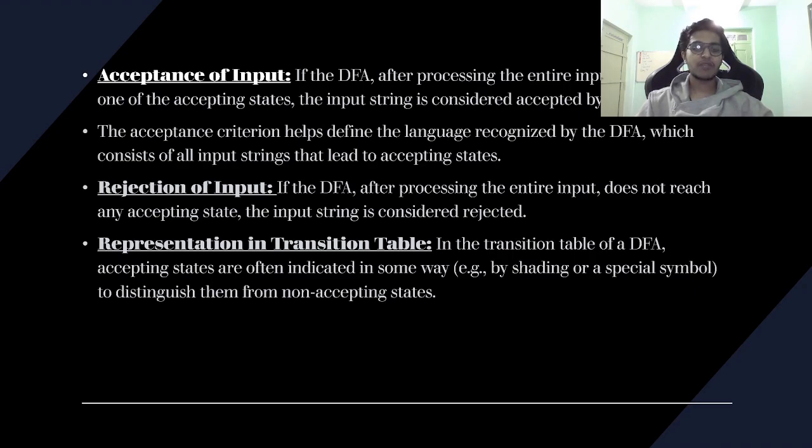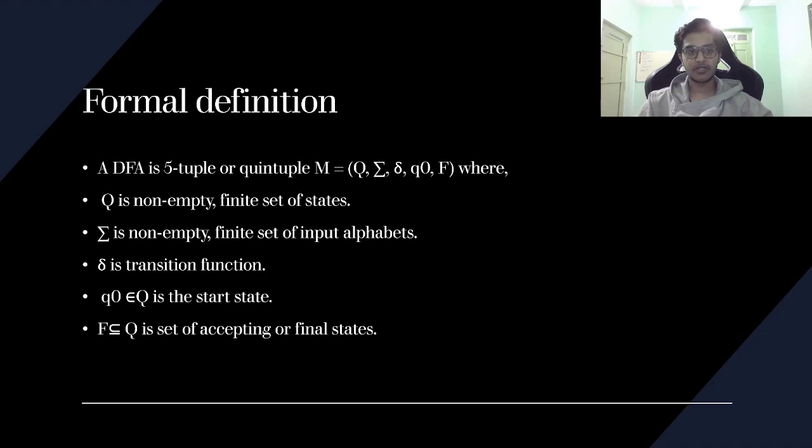And the last point being representation in the transition table. In the transition table of the DFA, the accepting states are often indicated in some way. Here the example would either be a shading or a special symbol to distinguish them from the non-accepting states. So, moving on to the next slide, we have a formal definition. So here remember that the DFA itself is a five-tuple or a quintuple, and I am going to be representing this tuple with the letter M.